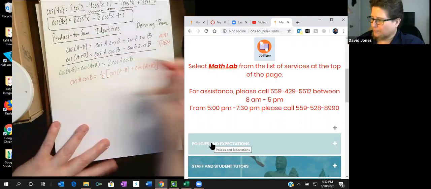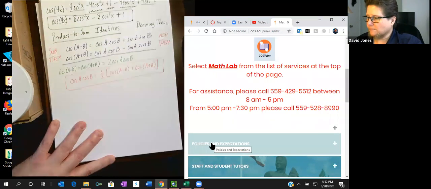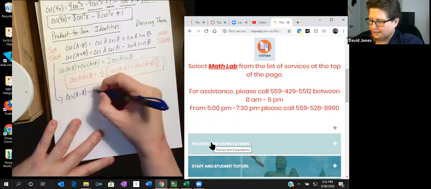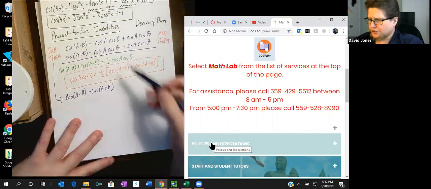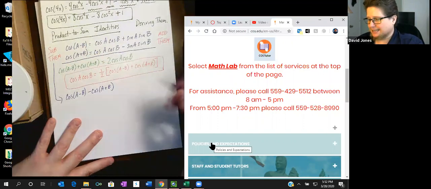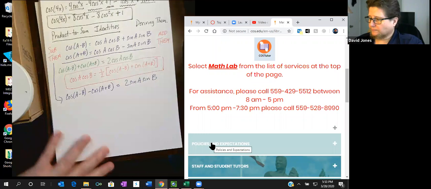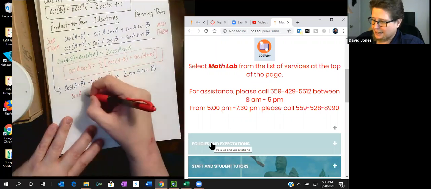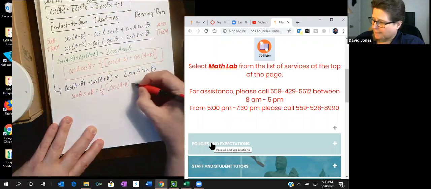What else could we do? I'll put a box around that. We could also subtract them. If I try that, I get cosine of A minus B minus cosine of A plus B. Now the first two cancel out, and I have sine A sine B minus a minus sine A sine B. This is 2 sine A sine B. So this leads us to the other one, or one of the other four. Sine A sine B equals 1/2 the cosine of A minus B minus the cosine of A plus B.